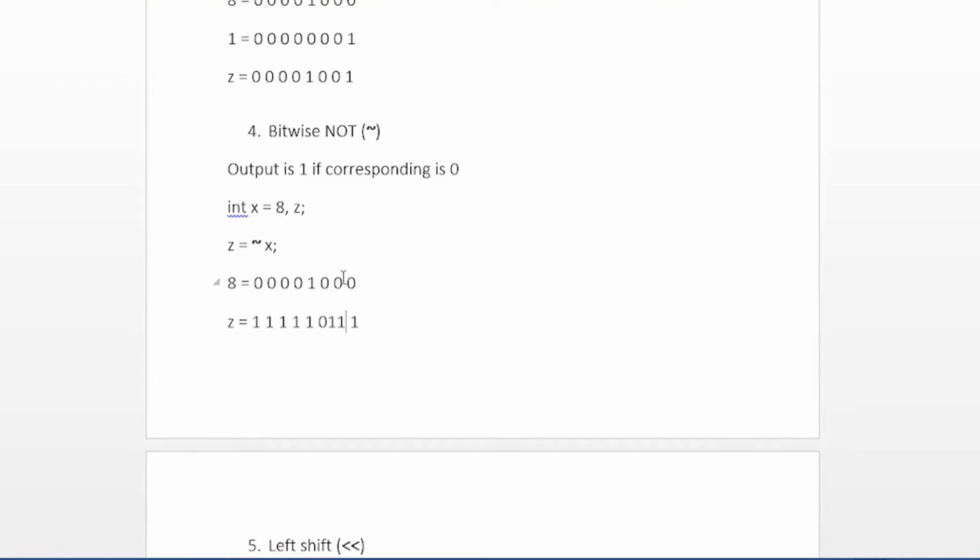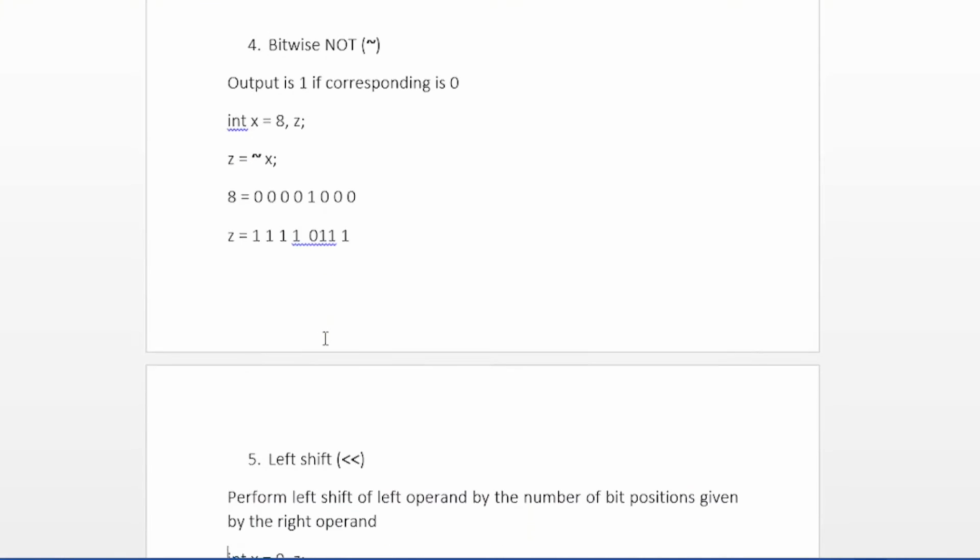This 0 is converted to 1, this 0 is converted to 1, this 0 is converted to 1, 1 is 0. Then this 0 becomes 1, this 0 becomes 1, this 0 becomes 1, this 0 becomes 1. So if a bit is 0 it will be converted to 1, and if it is 1 it will be converted to 0. This is basically the 1's complement of a number.